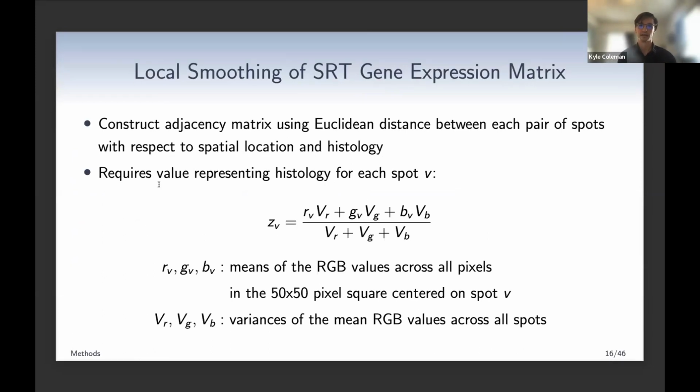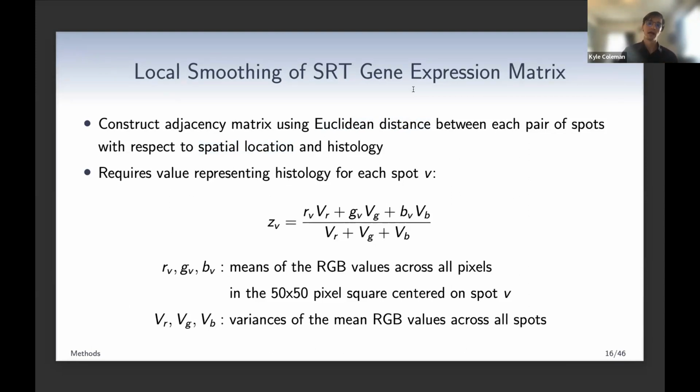So that first step is local smoothing of the SRT gene expression matrix using the spot spatial locations and histology image. So what we're looking to do is construct an adjacency matrix that represents the similarity between each pair of spots in our SRT data set with respect to spatial location and histology. And the similarity metric that we're going to use is based on the Euclidean distance with respect to spatial location and histology. So calculating the Euclidean distance between each pair of spots is very straightforward with respect to spatial location.